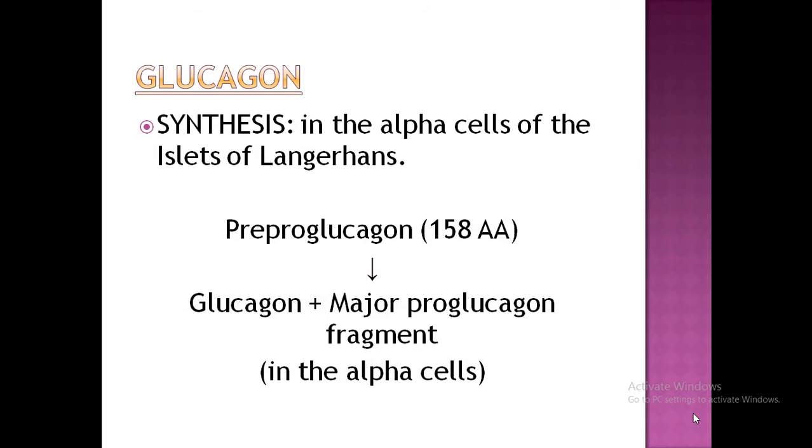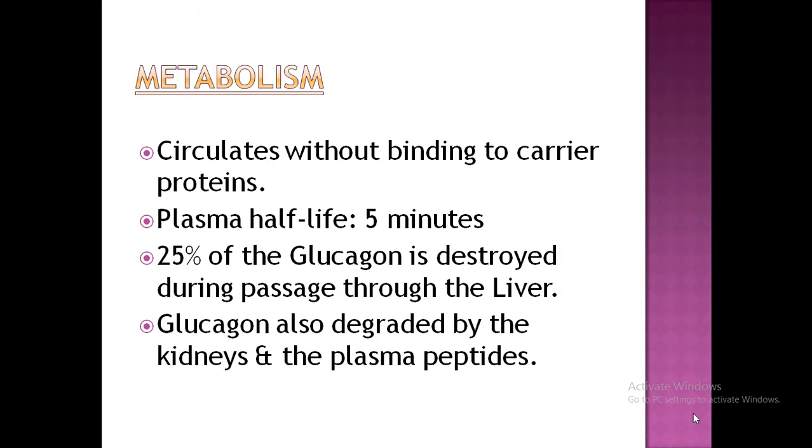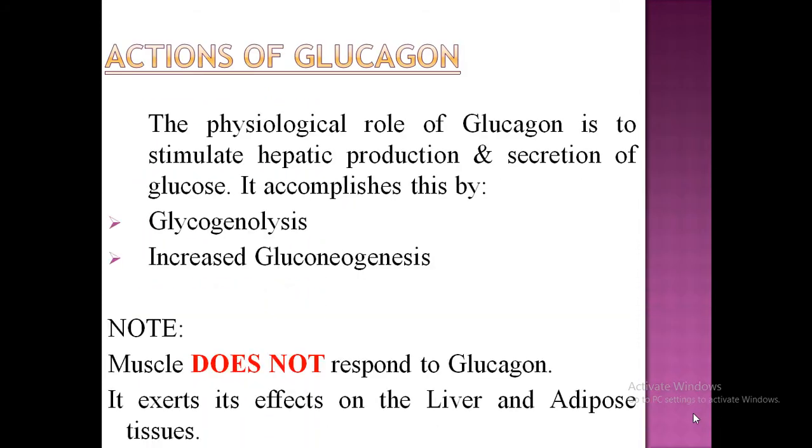It is synthesized in the alpha cells of the islets of Langerhans in the pre-pro-glucagon form, which is converted in the alpha cells into glucagon. Then it comes into the blood to circulate without binding to carrier proteins. It has the main action regarding glycogenolysis and increased gluconeogenesis. But you must remember that muscle does not respond to glucagon. It exerts its effects on the liver and adipose tissues.